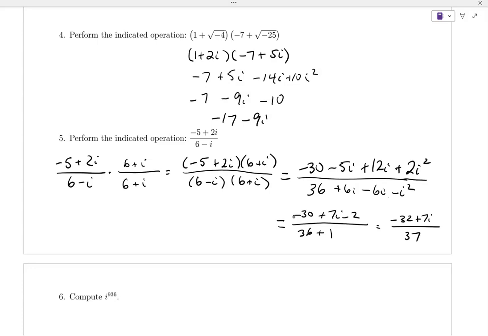That one look familiar? A little bit more work involved on that one, but not too bad. Division's the most complicated of the ones we have to do for arithmetic.